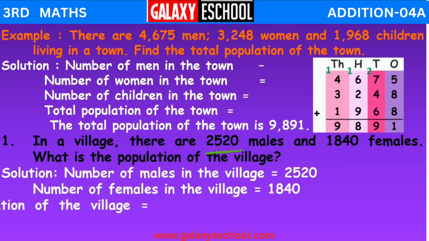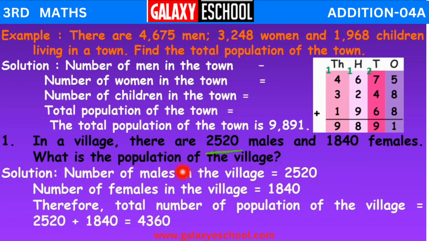Now the next part of the question is, what is the population of the village? Yes, so our sentence will be, therefore the total population of the village is equal to. Again, how will we find out, children? We find out by adding the number of males and females. 2,520 plus 1,840 is equal to 4,360. Now this number we got here, 4,360, is the total population of the village. Clear, student?